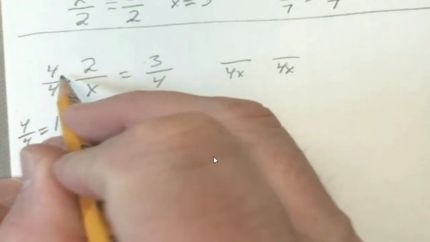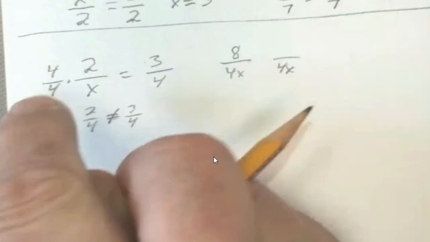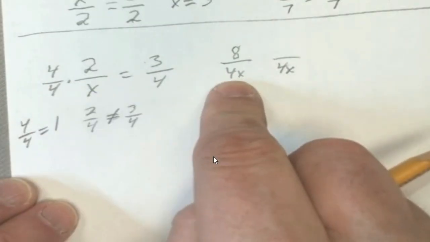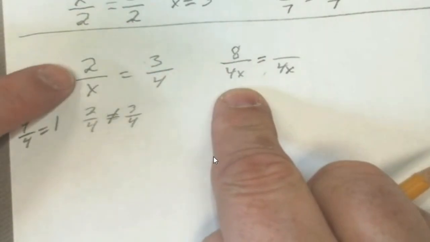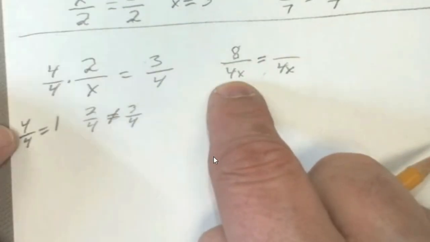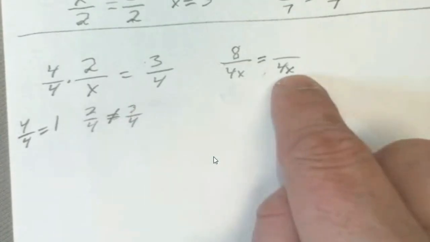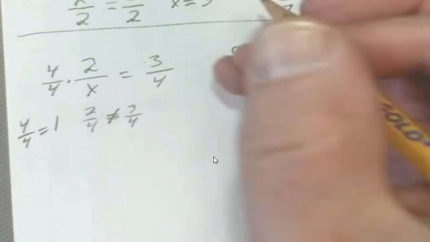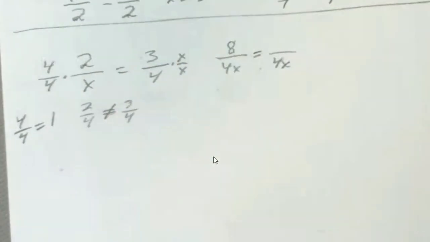So if I multiply this side, 4 times 2 is 8. 4 times x is 4x. Okay, I've converted 2 over x to have a denominator of 4x by just making it 8 over 4x because I multiplied by 4 over 4. This side, I also need to get to 4x, which means I can multiply this by x divided by x.